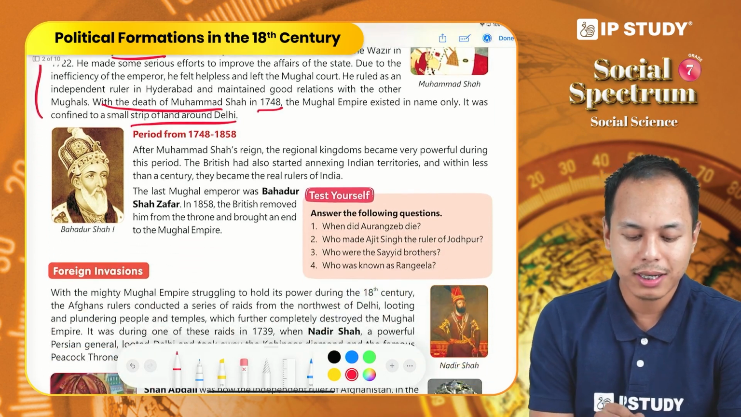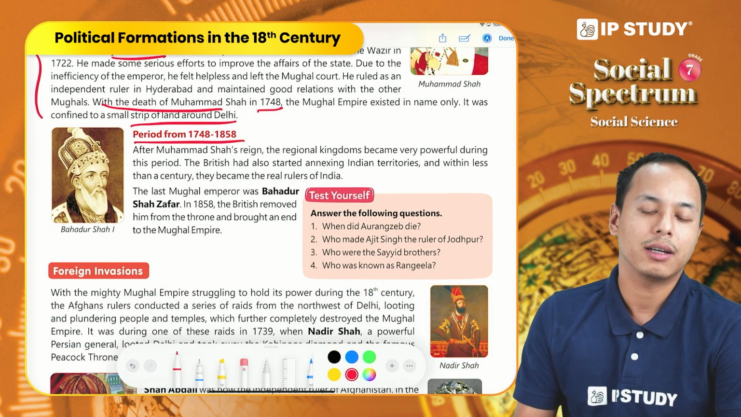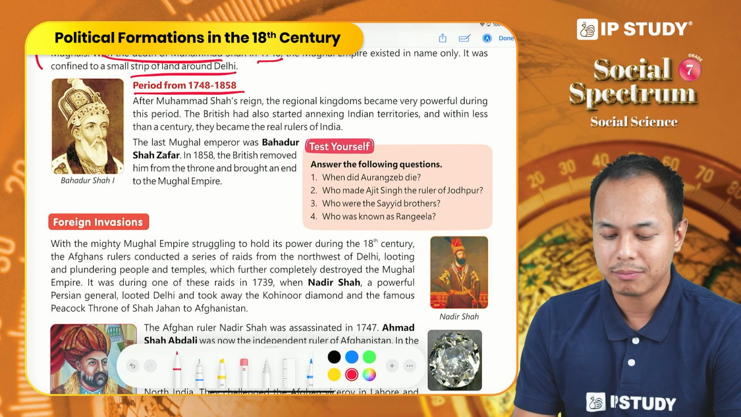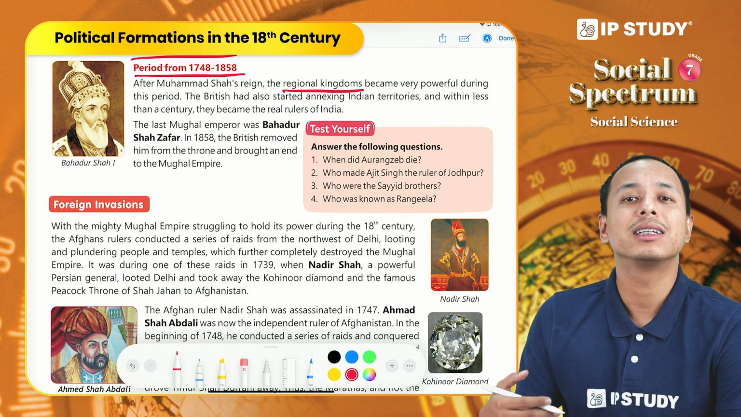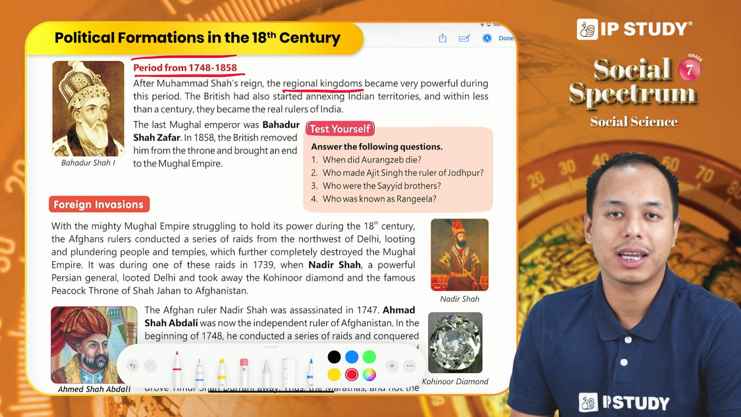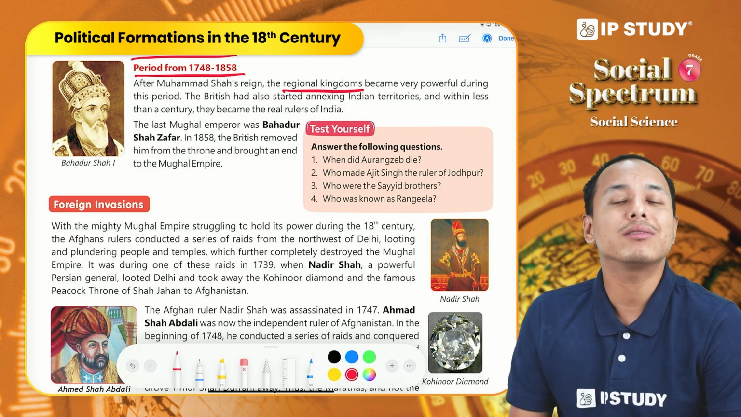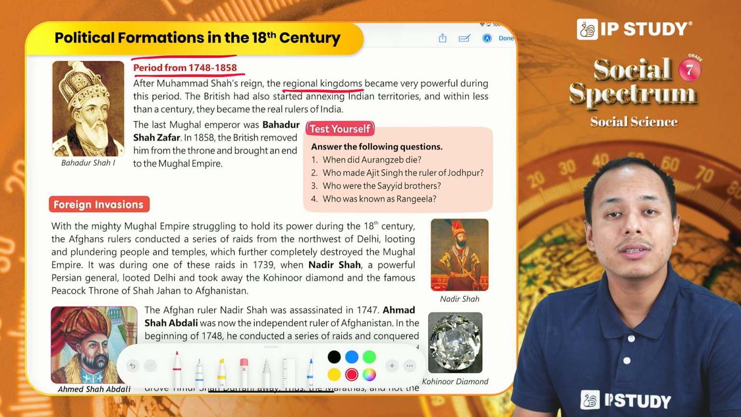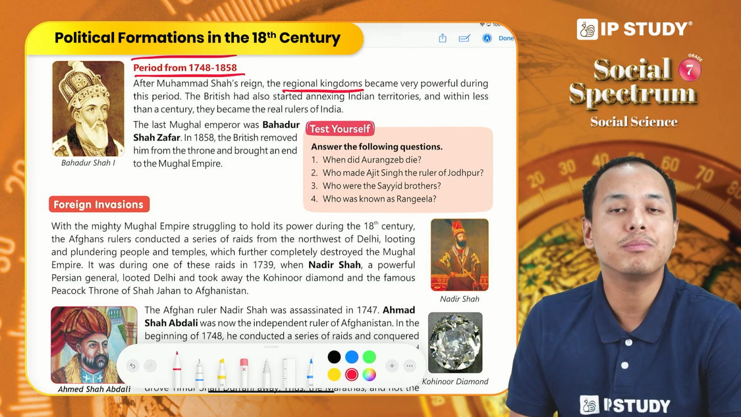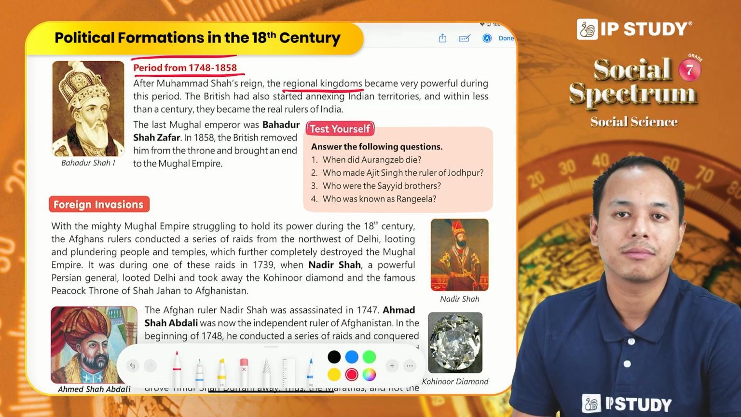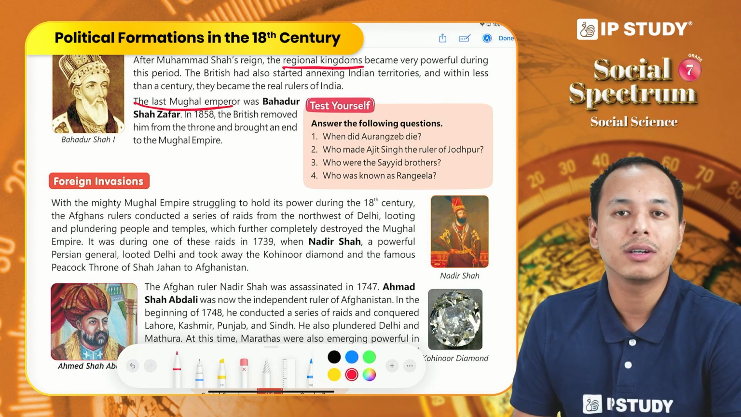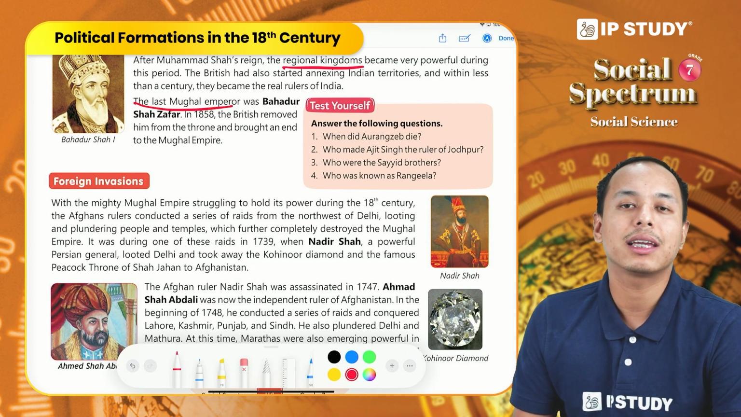Now let us see the period from 1748 to 1858. After the death of Muhammad Shah, various regional kingdoms started to emerge and became powerful, and the Mughal Empire became weaker. And at the same time, the British also came, and within a few years, it was the British who emerged as the most powerful group in the region. As such, the last Mughal emperor, Bahadur Shah, was removed from his throne, and thus came the end of the Mughal Empire.